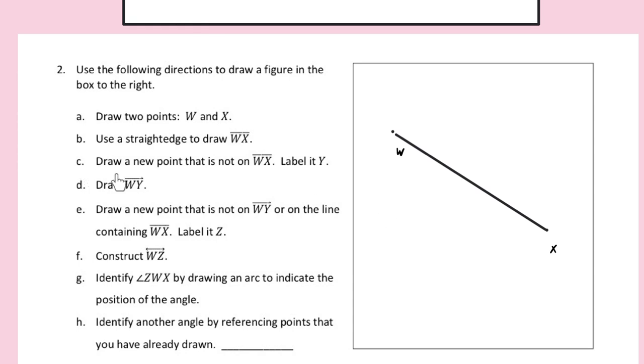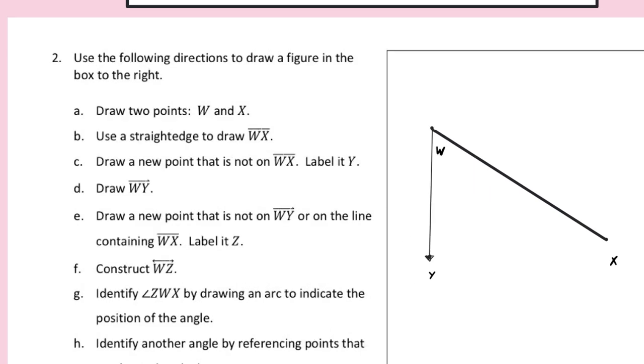Part C tells us to draw a new point that is not on line segment WX and to label it Y. So here is our point Y. So here's our ray, WY. We see that W is our endpoint and Y has an arrow indicating that it will go on forever.